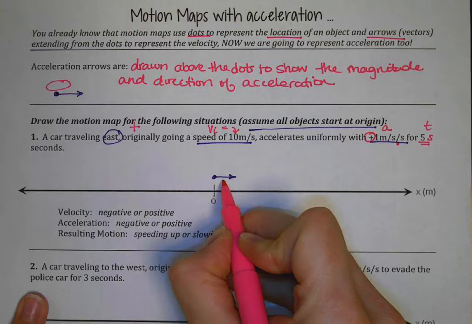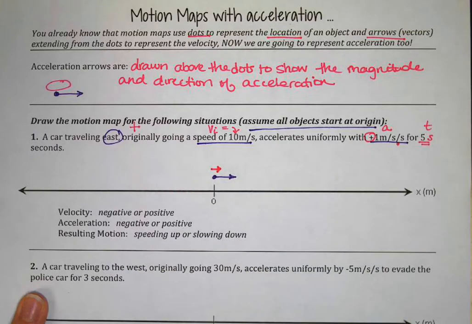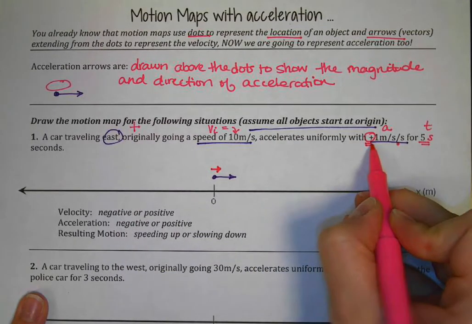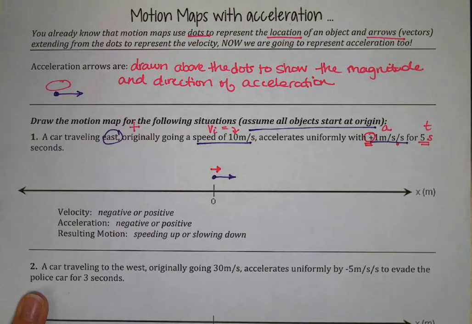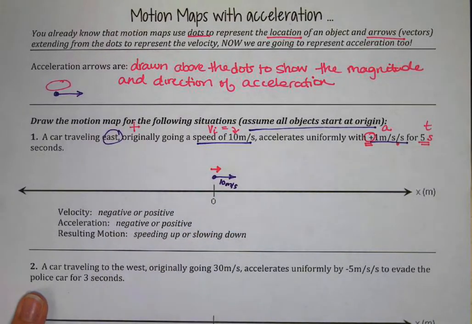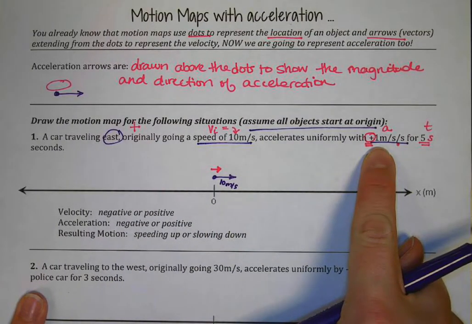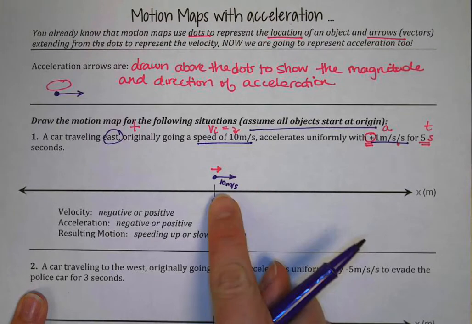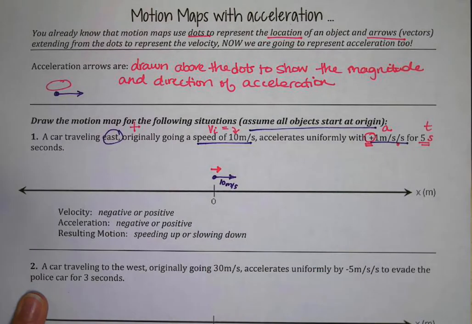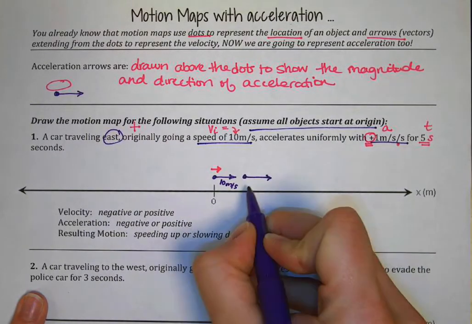So if this is representing 10, I have an acceleration. This is the arrow I'm going to draw. I'm drawing it to the right because it's a positive 1 meter per second, and it's going to represent the magnitude of 1. I know that's not quite scaled to the magnitude of 10 that is represented right here, but we can't draw everything to scale. With an acceleration of 1 meter per second for every second, after 1 second, I will no longer be going 10 meters per second. I will now be traveling 11.